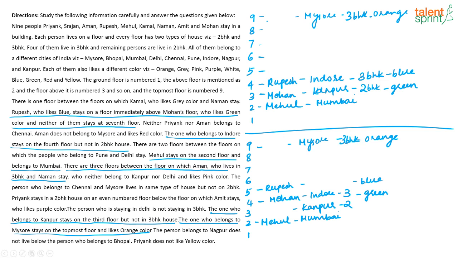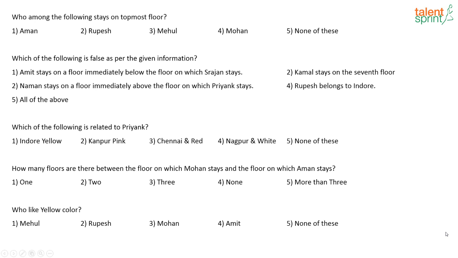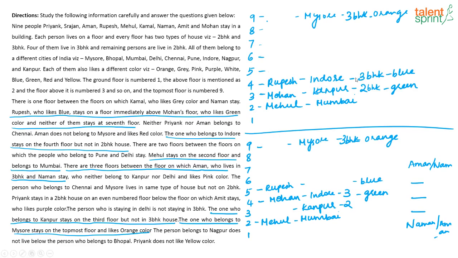Then let us try this. 3 floors between Aman and Naman. So Aman is there, Aman or Naman, whichever one. 1, 2, 3. The other one will again be Naman or Aman. So where can I place them? Let us try to place them now. If this was the case, where can Aman and Naman come?